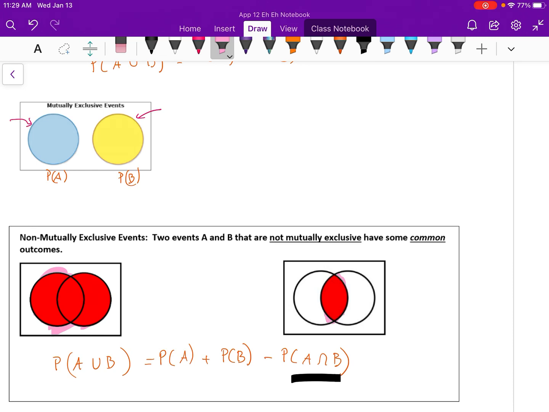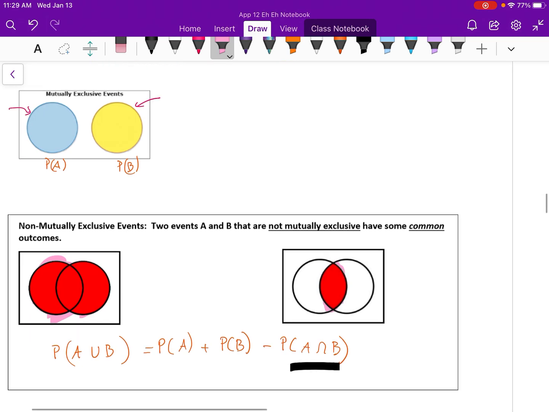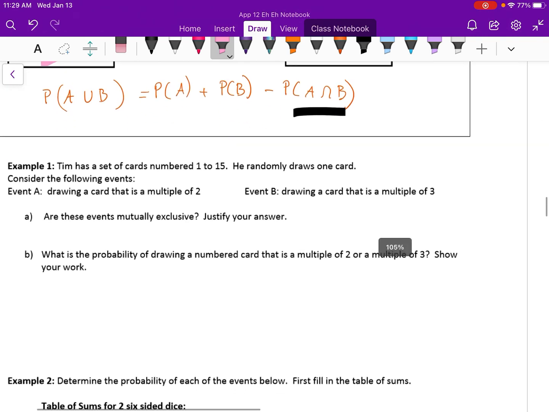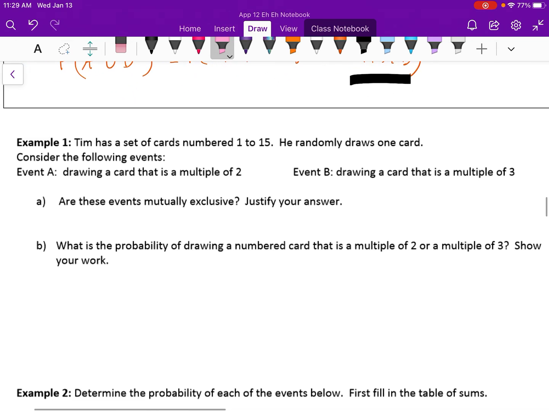All right, so mutually exclusive events are two events that can't happen at the same time. Non-mutually exclusive events are two events that may happen at the same time. It can be sunny and rainy at the same time. Very rare, but they're not mutually exclusive. All right, hopefully we're going to do some examples that will clarify some stuff.